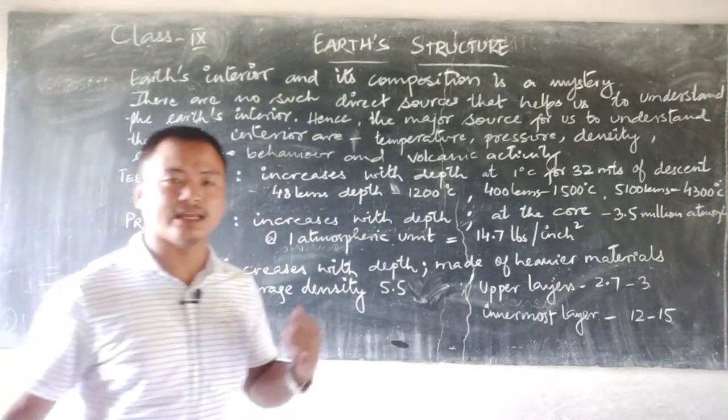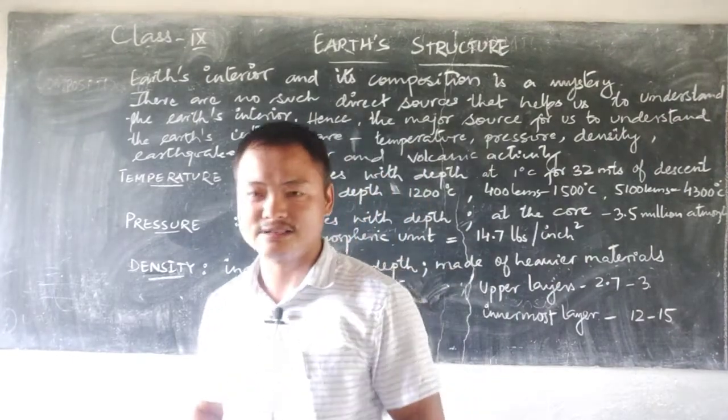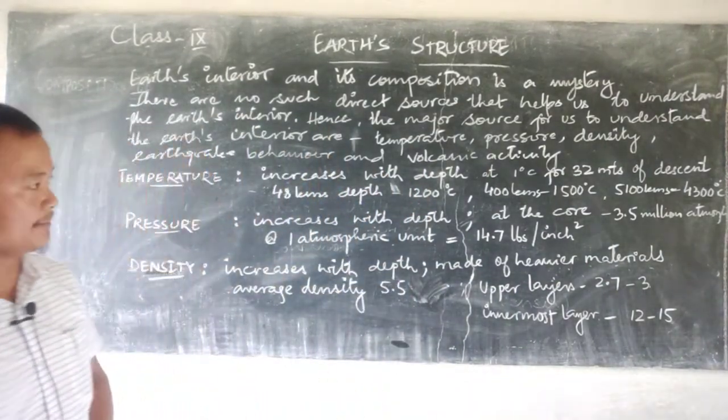As we move to the innermost part of the Earth, the temperature keeps rising very high and it reaches somewhere around 400 degree centigrade.